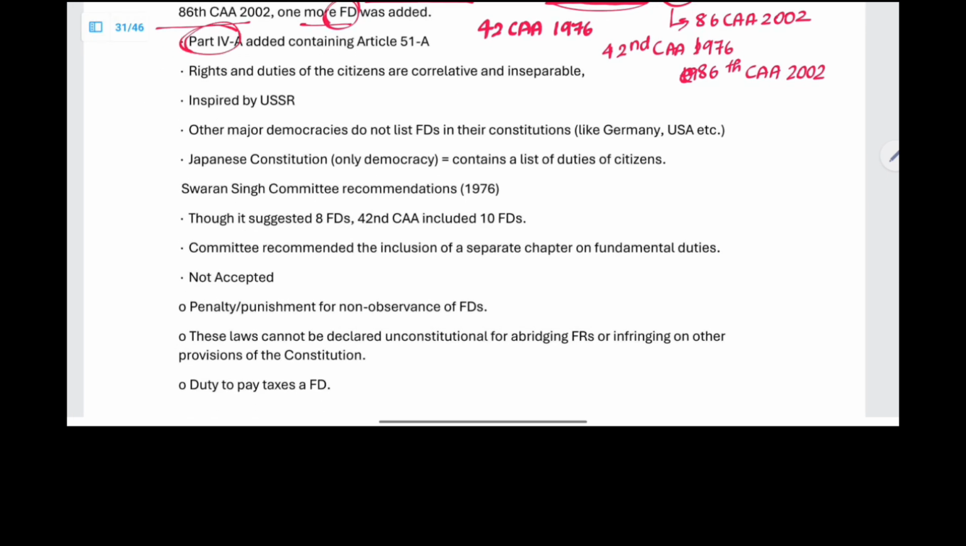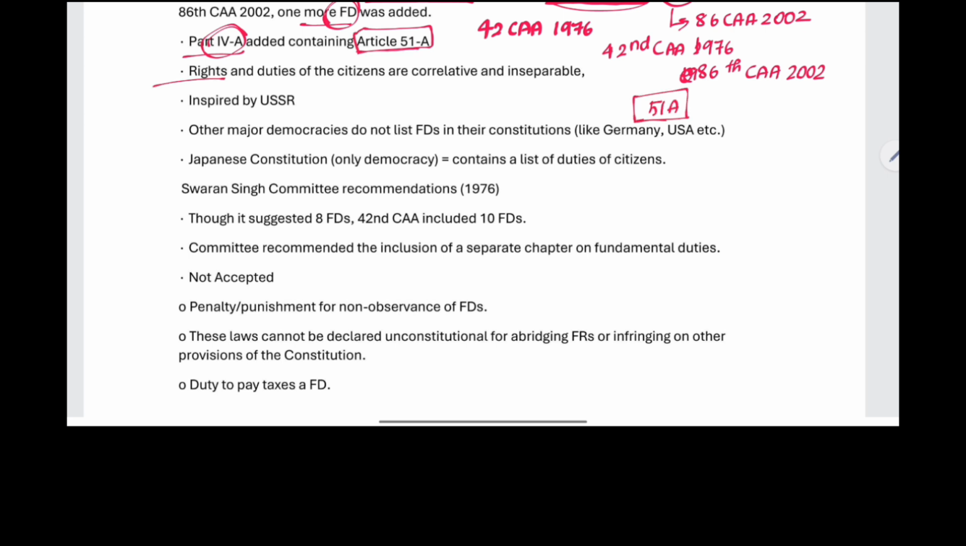They are placed in Part 4A of the constitution. Part 1 is related to the Union and its territory. Part 2 is related to citizenship. Part 3 is fundamental rights. Part 4 is DPSP. And Part 4A is related to the fundamental duties. Part 4A of the constitution contains one article, Article 51A.